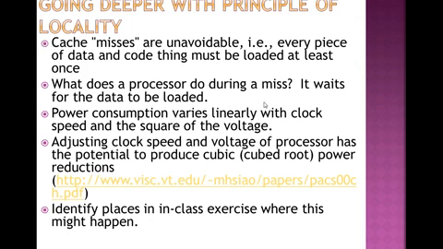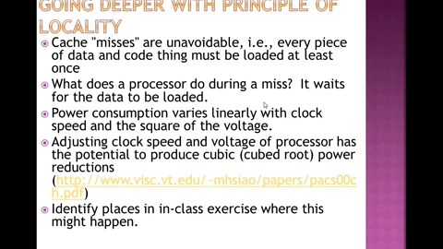Then next, power consumption varies linearly with clock speed and with the square of the voltage. That is, the power consumption depends on the clock speed and the square of the voltage level. Then the next point says, adjusting the clock speed and the voltage of the processor has the potential to produce a cubic power reduction. So whenever the clock speed and the voltage level of the processor are adjusted, it will reduce the power.